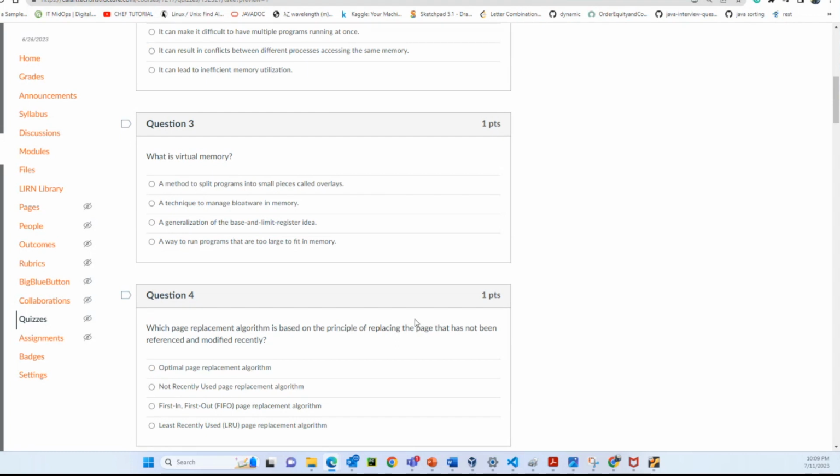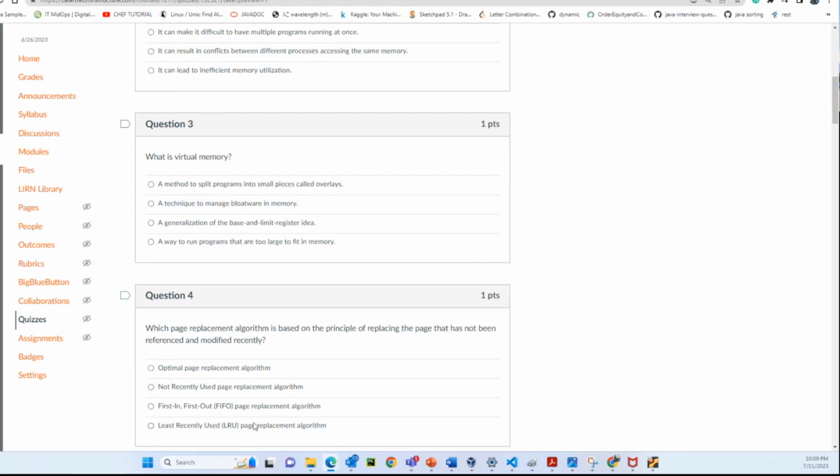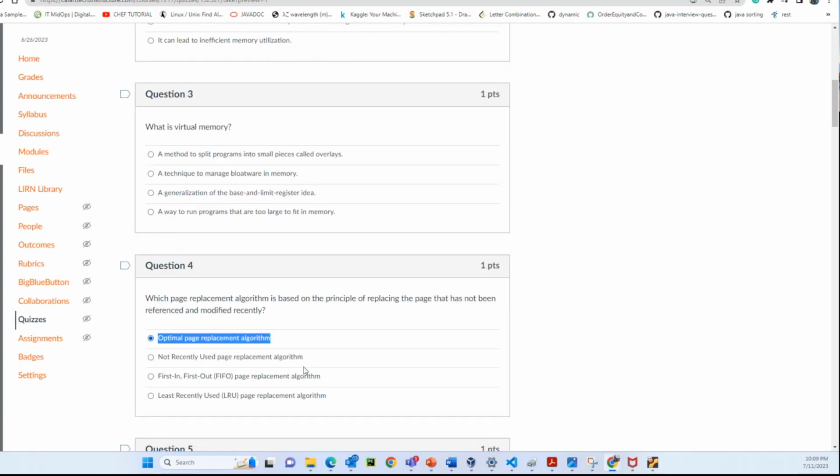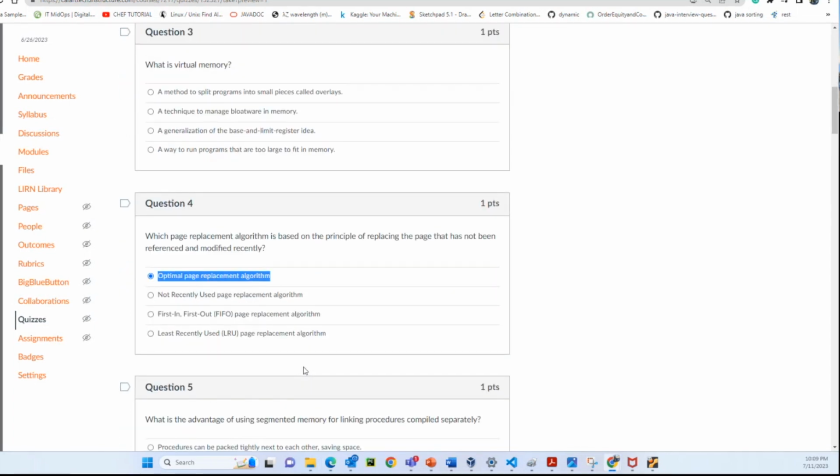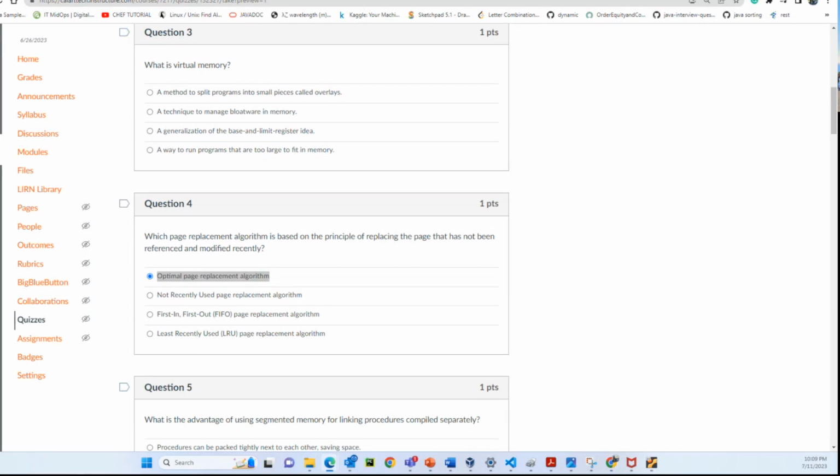Yep. So which page replacement algorithm is considered to be the best possible but unrealizable? The answer should be the optimal page replacement algorithm. There are many algorithms for that, but the optimal one is the best. Oh no, not this one. Optimal is not the answer to that question.